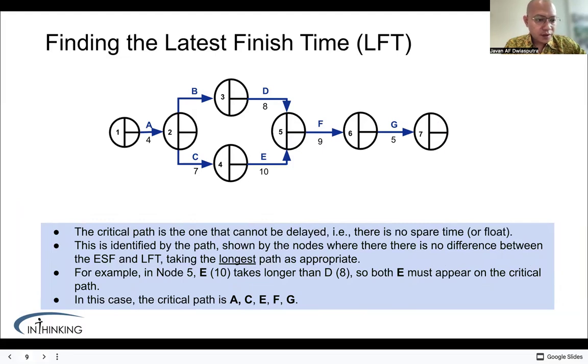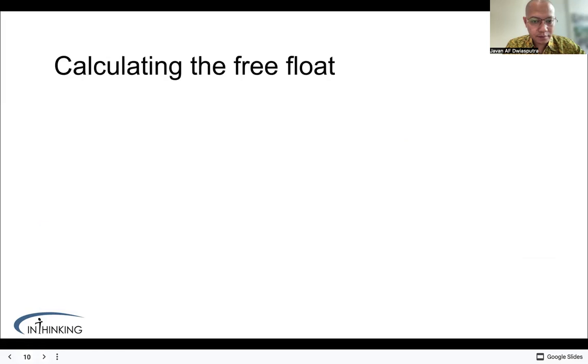Now, to identify the critical path, we compare EST and LFT. Activities with no difference between EST and LFT are critical activities. The critical path in this example is A, C, E, F, and G. These activities cannot be delayed. If one of them is late, the project will finish later than 35 days.